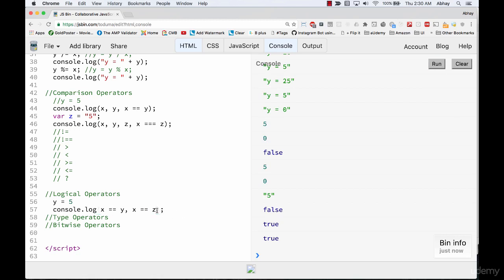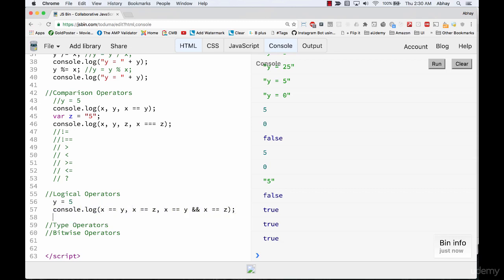Now, what is a logical operator? So, if I do an x is double equal to y, and there is a logical operator called AND, which is y, x is double equal to z, and then try to run this example, I should get 3 true statements, which is true for x double equal to y, true for x double equal to z, and a true because this statement is true and this statement is true. So the combined answer is a true.